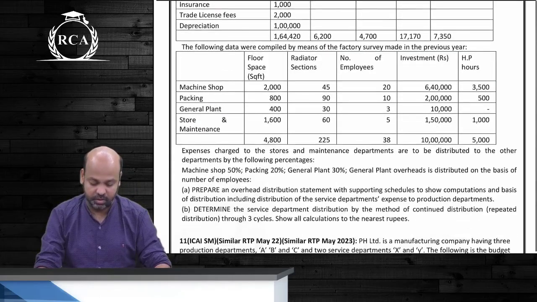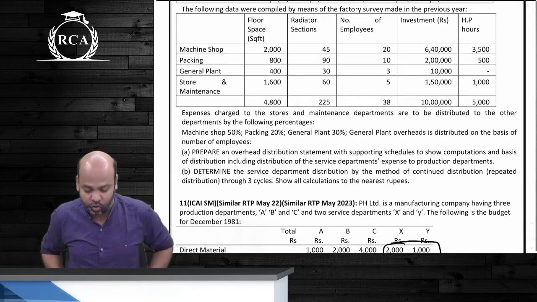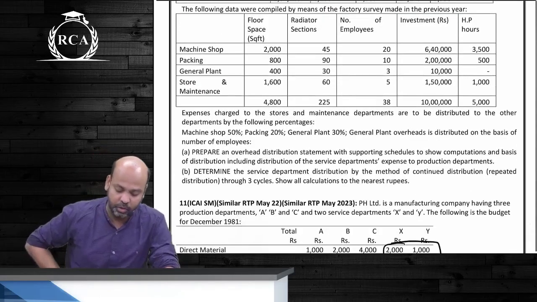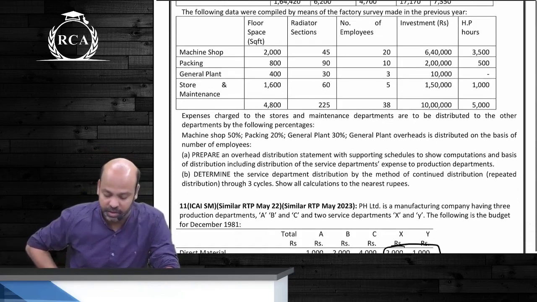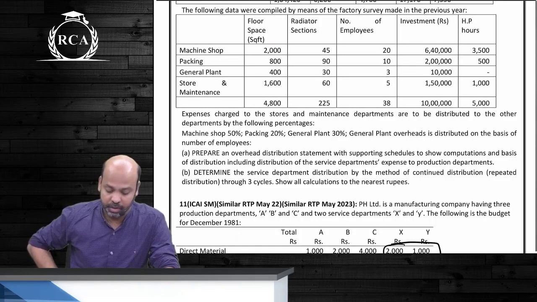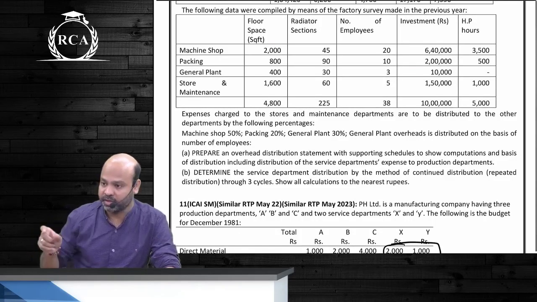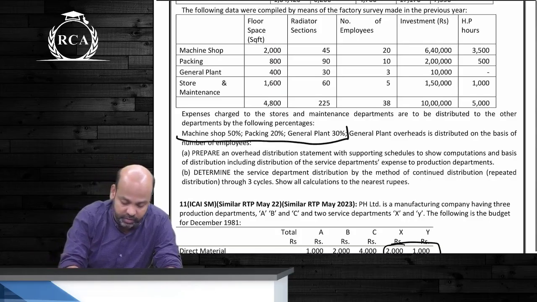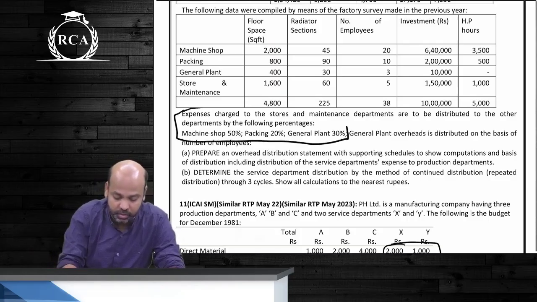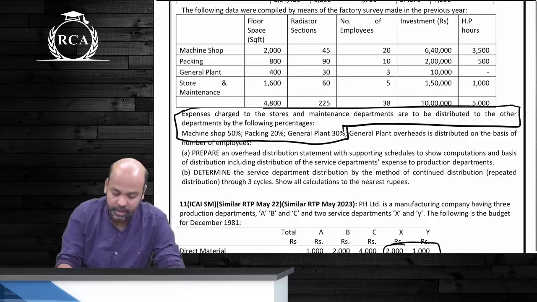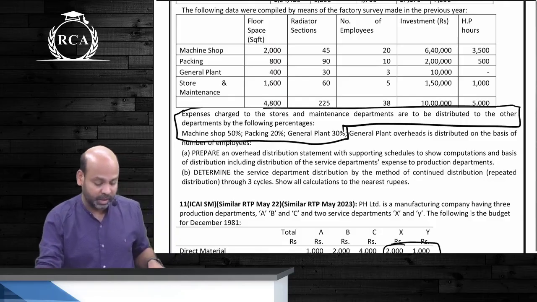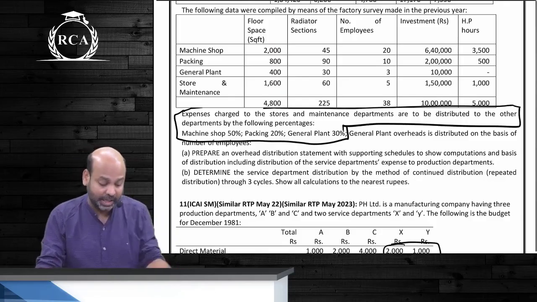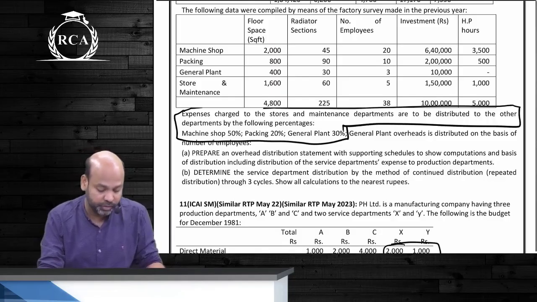आएगा बेटा नीचे देखो. Expenses charged to stores and maintenance departments are to be distributed to the other departments by the following percentages. Stores and maintenance is one service department. ठीक है, वो थोड़ा sentence का alignment हो गया यहाँ पे, मतलब this entire sentence is basically one. समझ में आ गया ना वो? Stores and maintenance, guys, is one service department that will be allocated to machine shop, packing and general plant in the ratio of 50, 20 and 30.